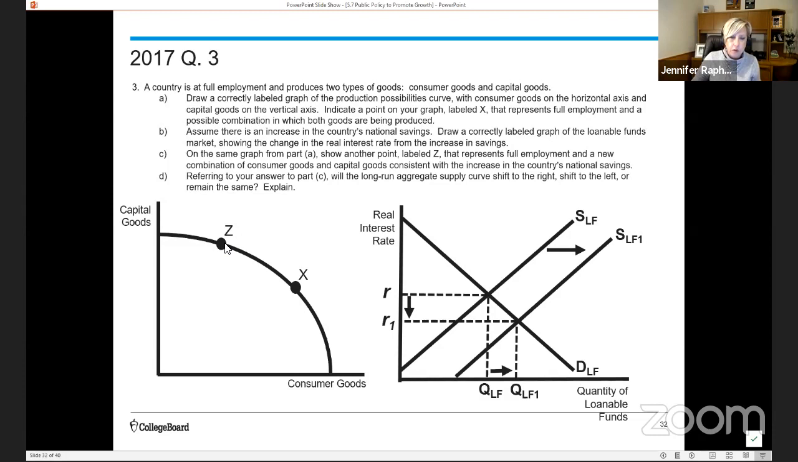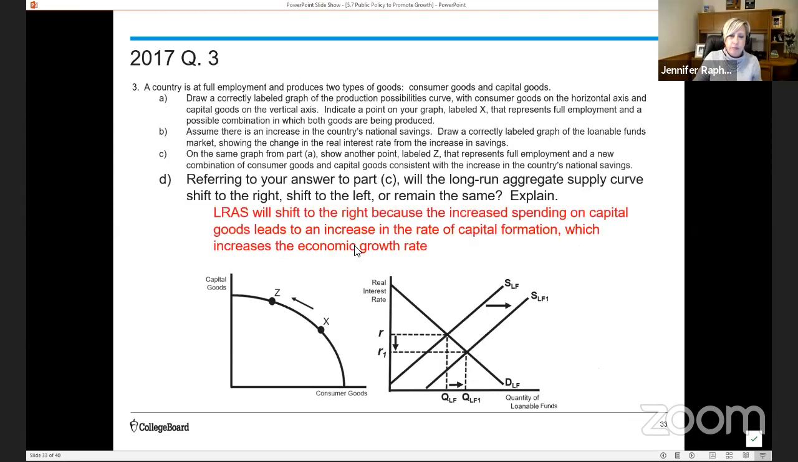And what ultimately is going to happen? Will the long run aggregate supply curve shift to the right, shift to the left, or remain the same? And the answer, of course, is that if we produce more capital goods today, then what does our long run aggregate supply curve look like? It's going to shift to the right. Okay, long run aggregate supply will shift to the right because increased spending on capital goods leads to an increase in the rate of capital formation, which increases the economic growth rate. And we show that by shifting the long run aggregate supply curve to the right. All right, so that's how we would go about answering this question.